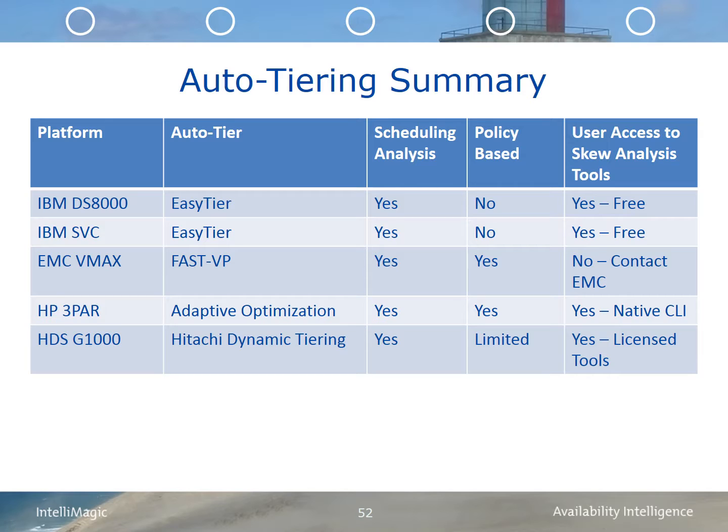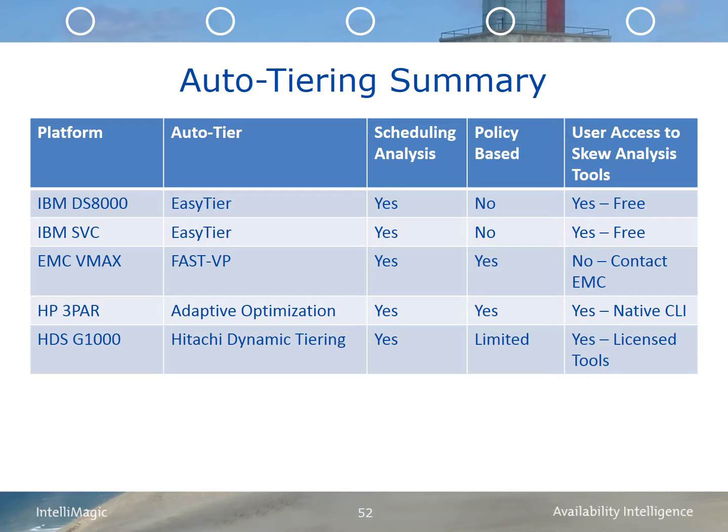In terms of whether or not you can influence the way it behaves, the Easy Tier and the HDT did not really give you a whole lot of things to do. The only thing you can really do is schedule the analysis period and decide if it's automatic or manual.